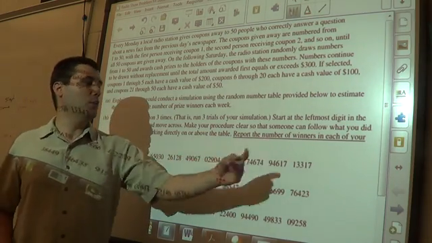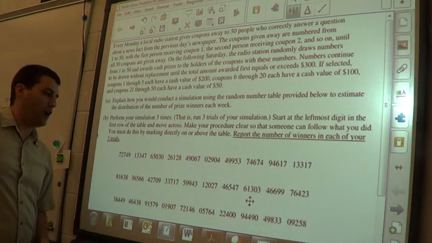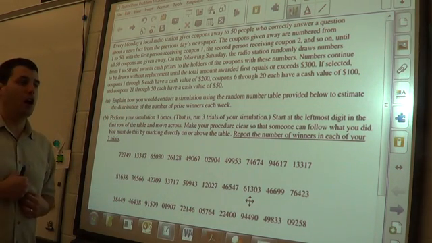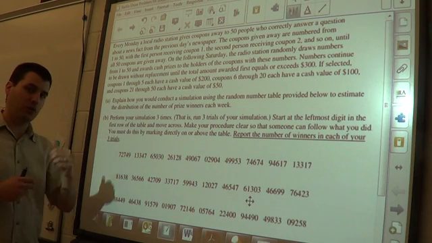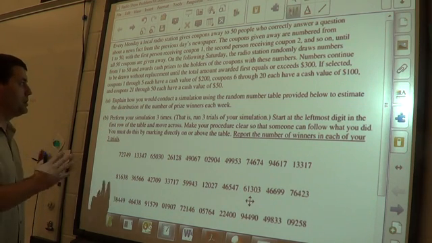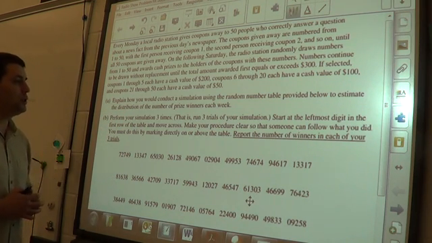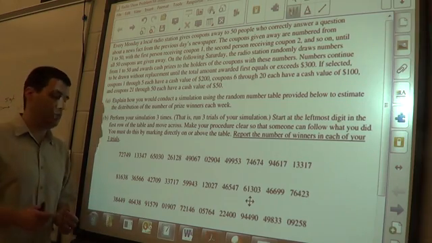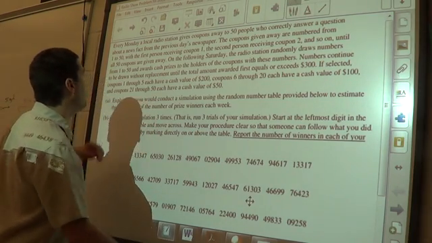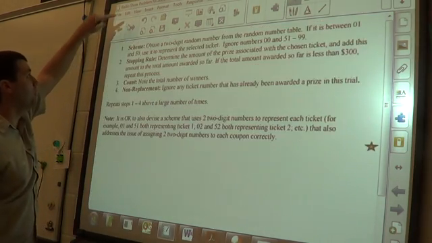Remember, we're going to report the number of winners in each of your 3 trials. So we only did our simulation, our trial, 1 trial for our simulation. In our other example, we would do this 3 times. So how will this look? You can pause and try this out. That'd be great. I'd like to go straight to the answer, though, to save time.